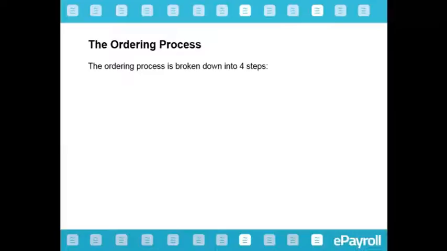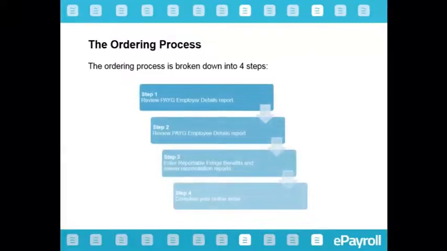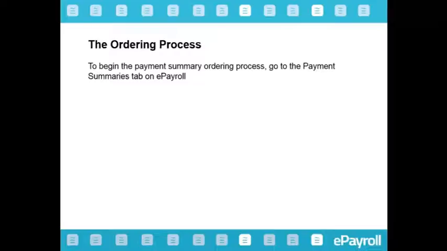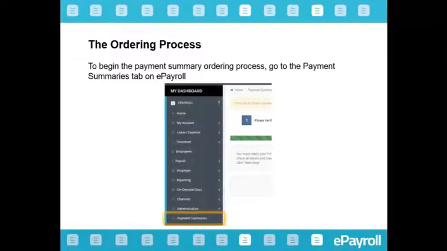We'll go into a little more depth on the ordering process now. The ordering process is broken down into 4 steps, as I pointed out earlier. Step 1 will review the employer details, step 2 the employee details, then we'll enter the fringe benefits and look at the reconciliation reports, and finally you'll let us know whether you want us to produce the payment summaries or not. To access the payment summaries tab, you'll need to click on the payment summaries link on the left-hand menu. That payment summaries menu item will become available on the 15th of June.